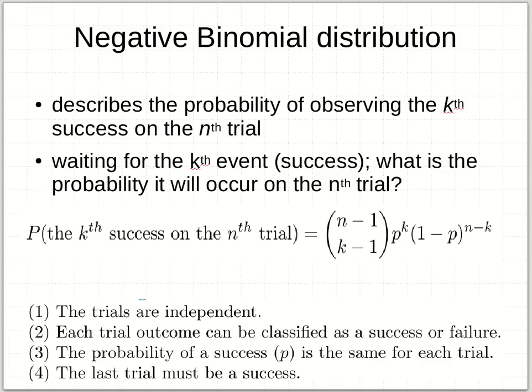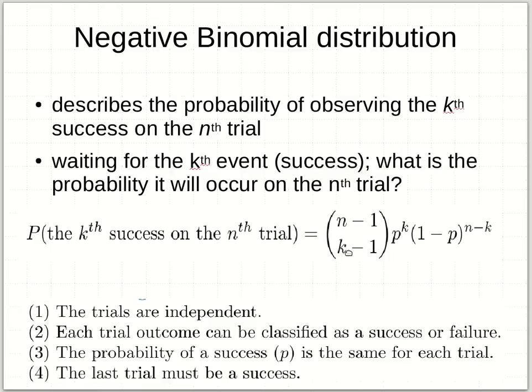Okay, so there is, interestingly, a whole different one called a negative binomial, and it describes the probability of observing a certain number of successes, the kth success, okay? The sixth success in a certain number of trials, let's say. So it's more specific than the plain binomial. You're waiting for a certain event, a certain success to happen. What's the probability that will happen on a certain trial, a certain toss?